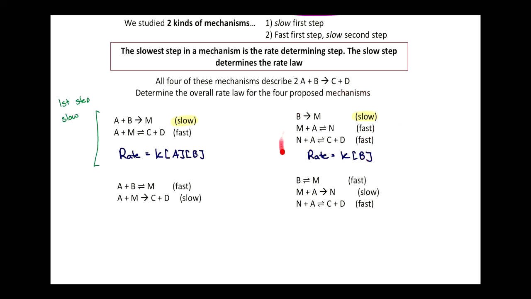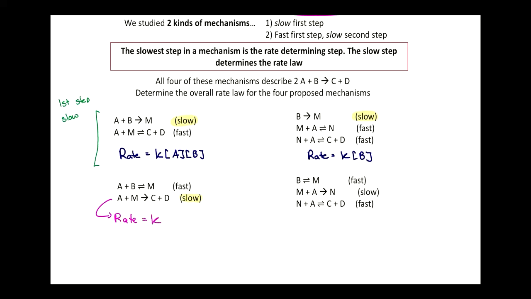The second mechanism here also has a slow first step. So this reaction is just first order with respect to B, but 0th order with respect to A. We already did those ones. So let's do the harder ones here where, okay, here in the third mechanism, the second step is the slow step. So we use the exact same process we did before where, okay, slow step, we take the rate law from the slow step.